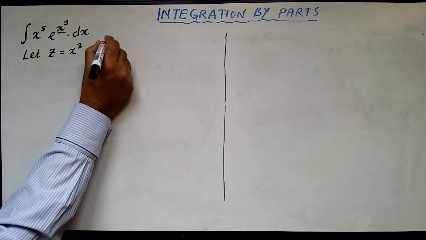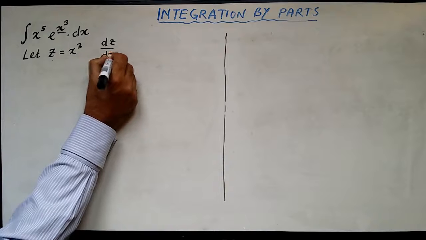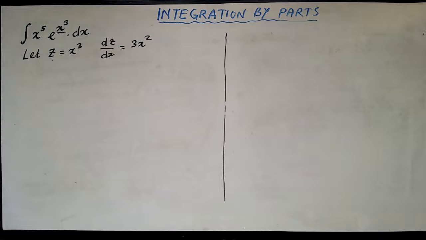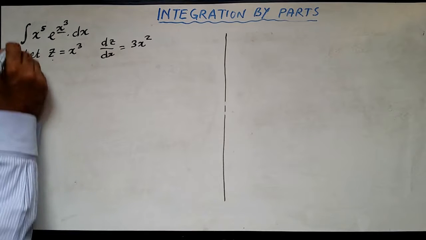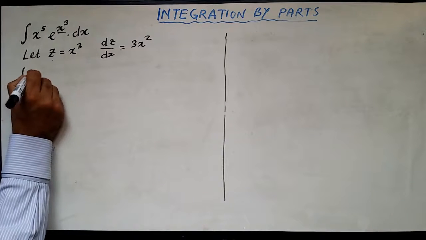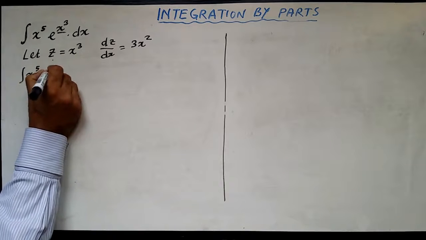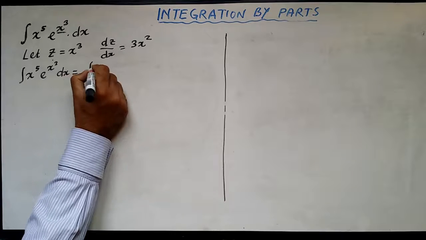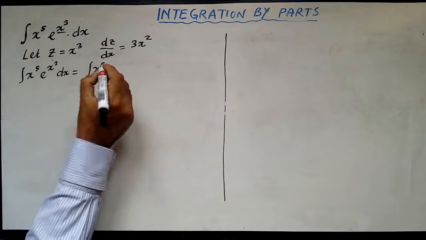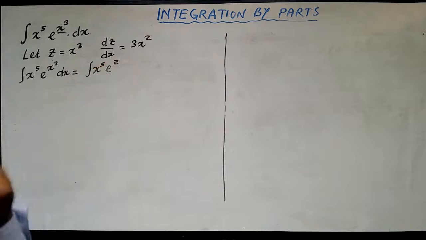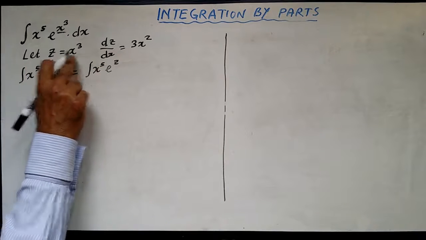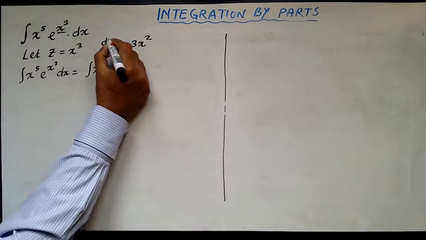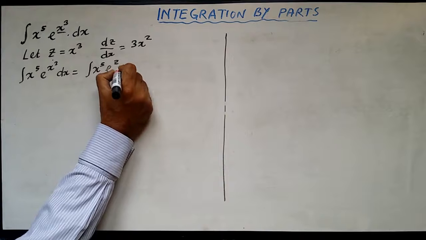Okay, so as we know, dz by dx is equal to 3x squared. Okay, so let's substitute in this expression. So this will become the integration of x to the power 5 e to the power x cubed dx is equal to, now x to the power 5, e to the power z, because we have substituted z equal to x cubed, and dx will be equal to dz by 3x squared.